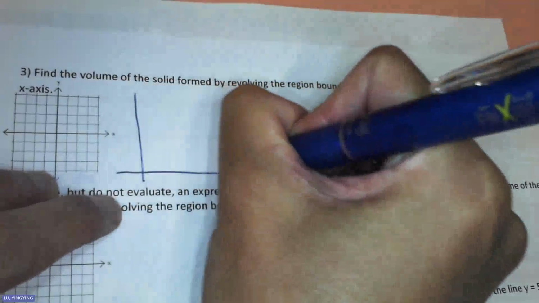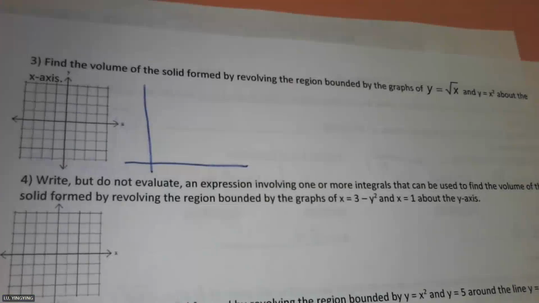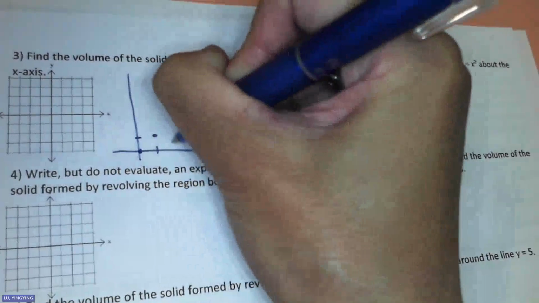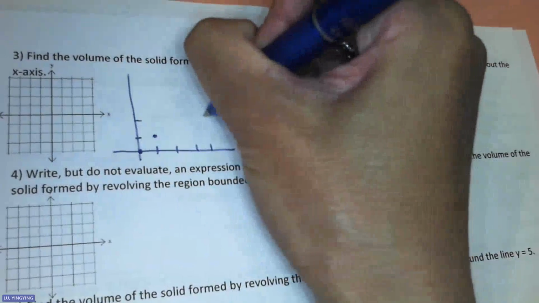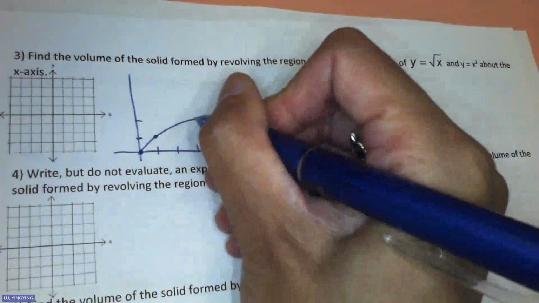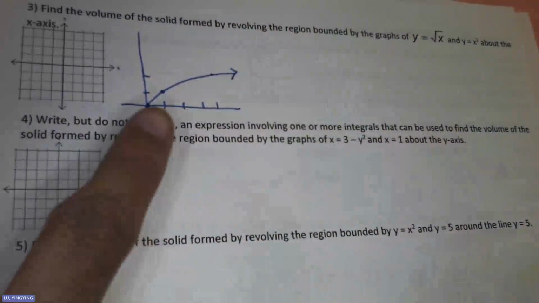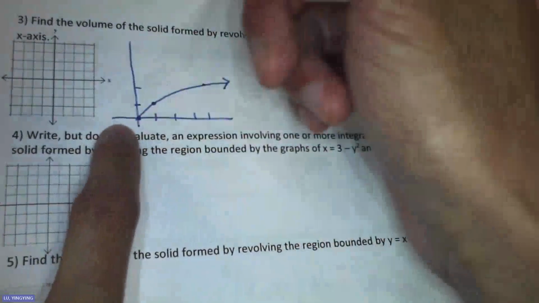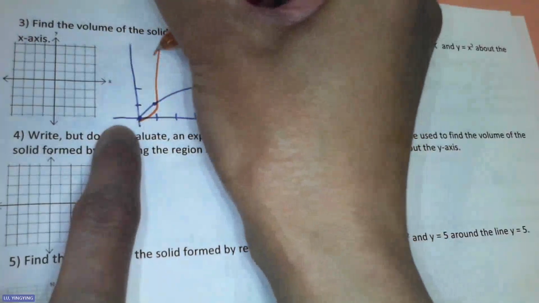I'm going to draw very big, okay? The square root of x, you guys know what that looks like? Square root of 0 is 0. Square root of 1 is 1. Square root of 4 is 2. So that is the square root of x. Square root of x is concave down, but x squared is concave up. So x squared will be below square root of x between 0 and 1. That's something you probably need to know. This is x squared.